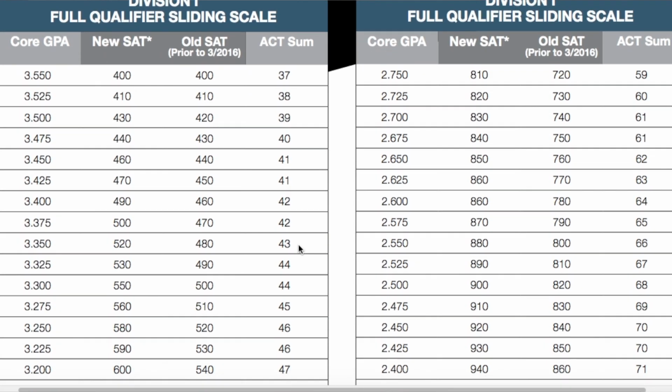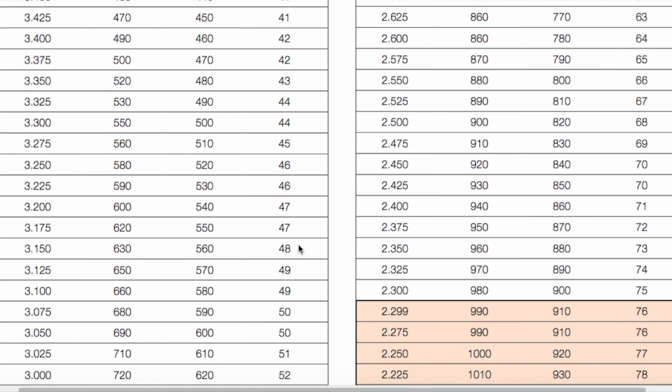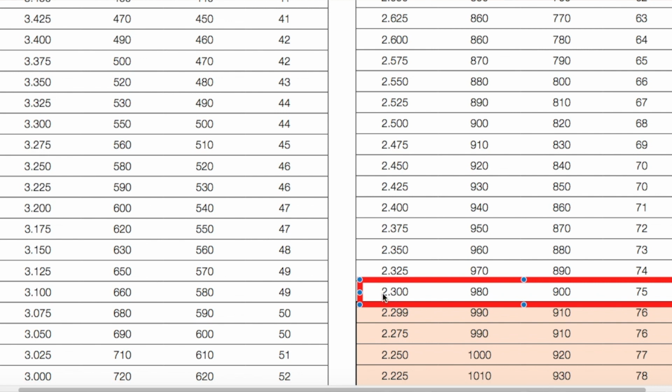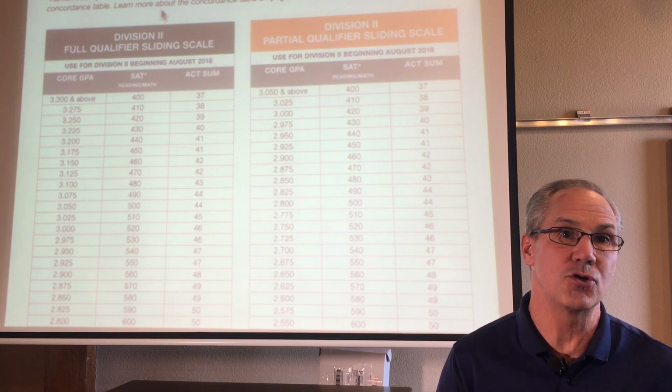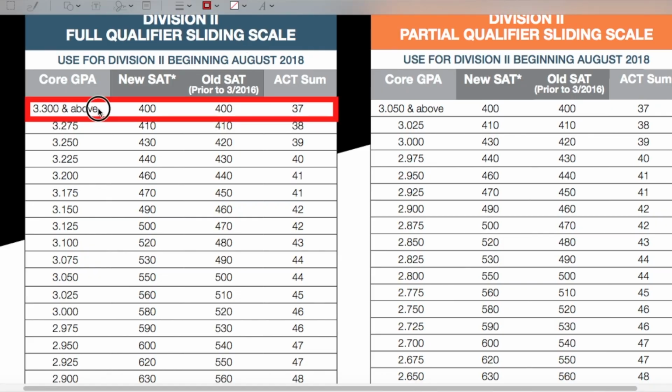If your core GPA was only a 2.3, which is the lowest GPA you could have and still be eligible, your freshman year, your ACT sum would have to be a 75 or SAT score a 980. In an NCAA Division II school, with a core GPA of 3.3 and above, you could still have an ACT sum as low as 37 or an SAT score of 400 and still be eligible.